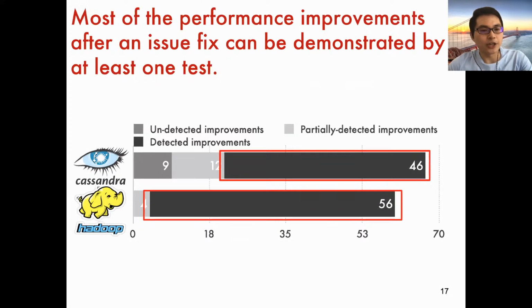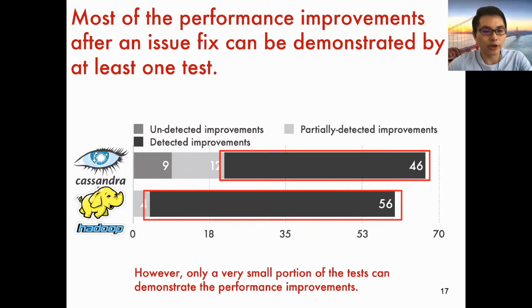In general, our results are really promising. We found that most of the performance improvements after an issue fix can be demonstrated by at least one test. For example, in Hadoop, we found that almost all the performance improvements have been demonstrated by at least one test. However, we also found that only a very small portion of the tests can demonstrate performance improvements.